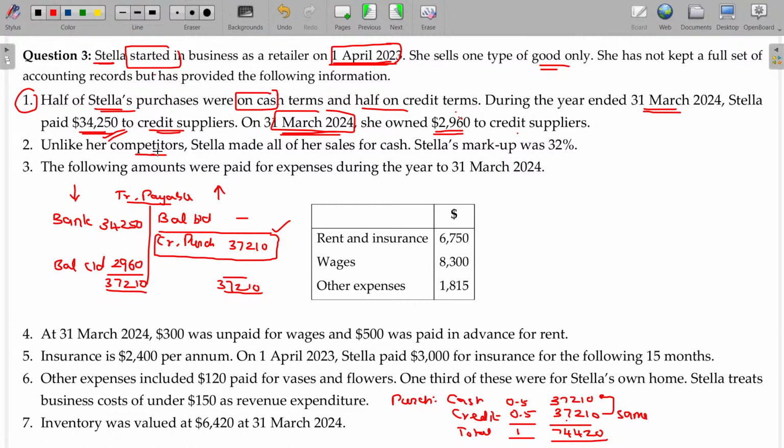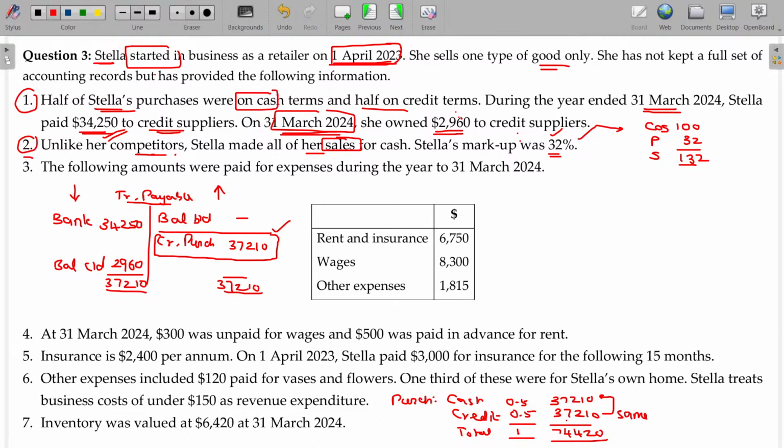Now we'll move on to the second point. Unlike her competitor, Stella made all of her sales for cash only. Sales are only in cash form. Stella's markup was 32%. Markup means what? Cost of sales, profit, sales. If the term markup is used, then the cost of sales is 100, the profit component is 32, and sales should be 132. That's the relationship. Among the three, if you know any one, you can find out the rest easily. There will not be any complication. So I just made a statement as a working note here, to be solved later on.